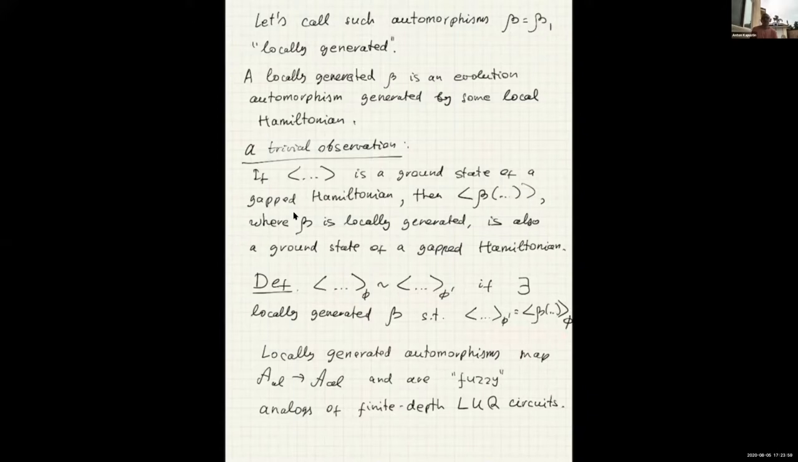So this is similar to the original definition using a local unitary quantum circuit. Essentially this automorphism is a fuzzy analog of a finite depth local unitary quantum circuit. A finite depth local unitary quantum circuit mixes degrees of freedom a little bit, but it maps an observable at some site to an observable spread out around that site by some finite amount. Similarly, if you apply this locally generated automorphism, then Lieb-Robinson bounds tell you that it's going to smear every observable, in principle over the whole system, but the tails are going to be exponentially suppressed or super polynomially suppressed. So it's a similar thing. But it's much better physically motivated and it's more convenient.